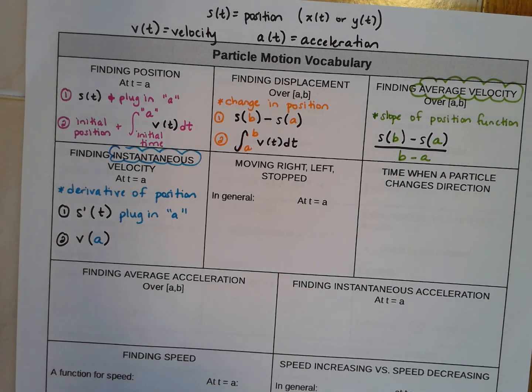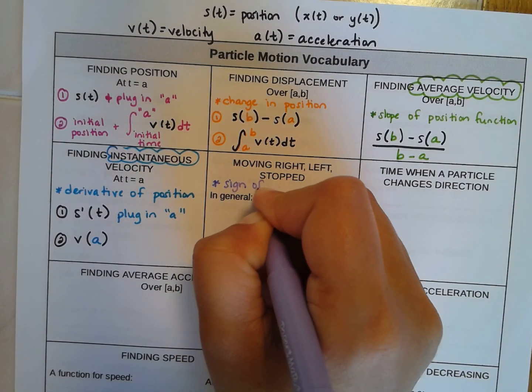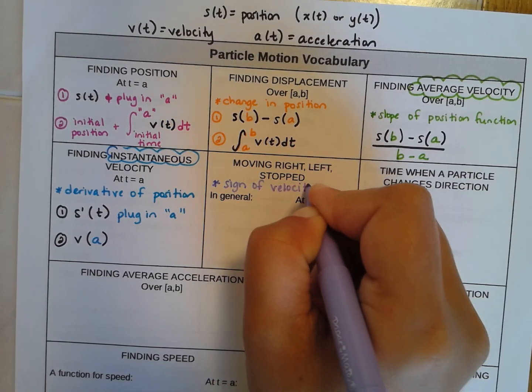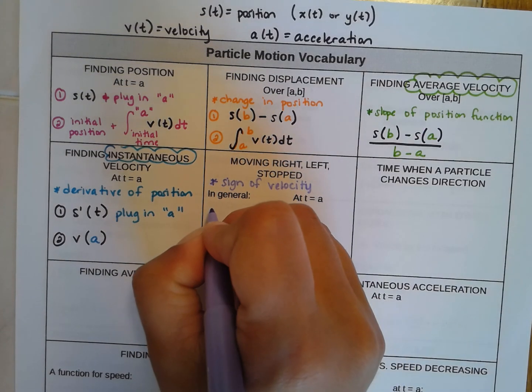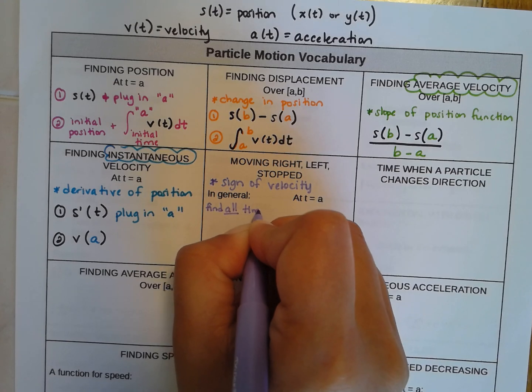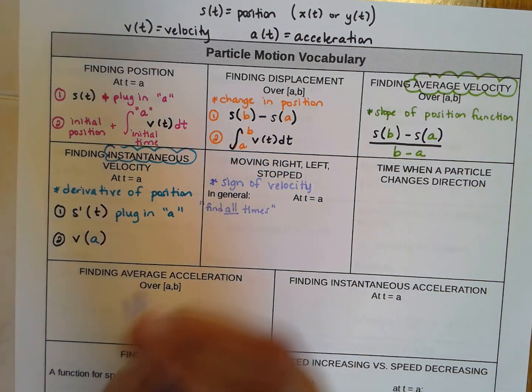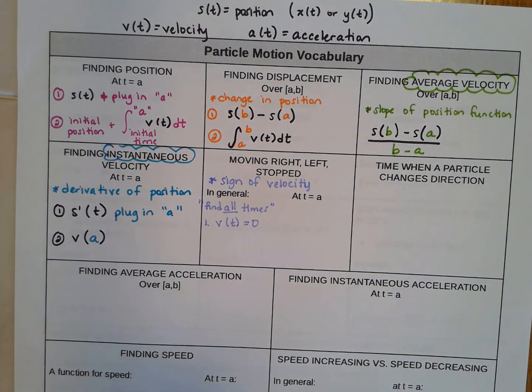Now, moving to the right, moving to the left, or stopped are all questions that are related to velocity. So these are all going to be related to the sign of velocity. Now, there are two different ways these questions can be asked. They could ask you in general, find me all the times when you're moving to the right, moving to the left, or stopped. The first step would be to take your velocity function and make it equal to 0. That might mean that if you have position, you have to actually take the derivative, but you want to set that equation equal to 0.